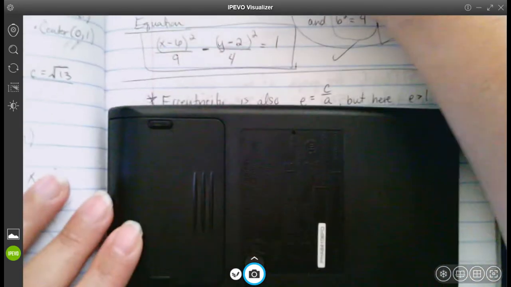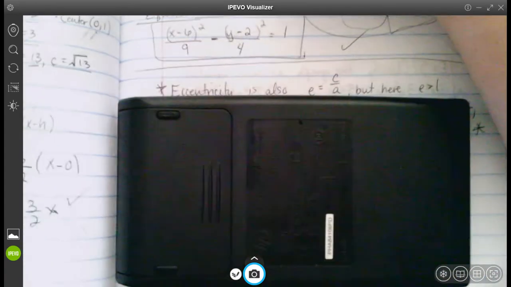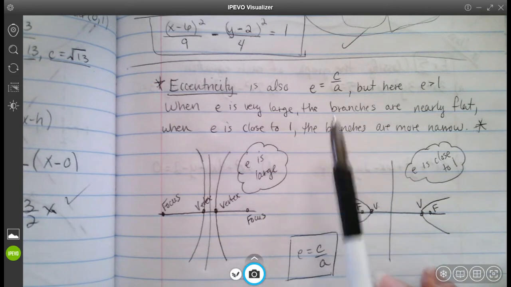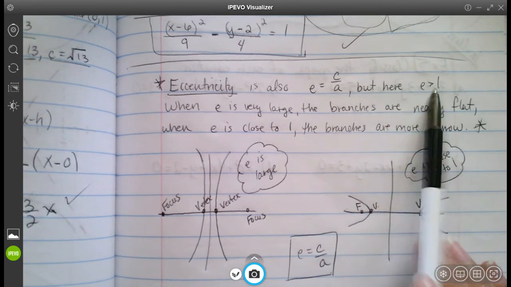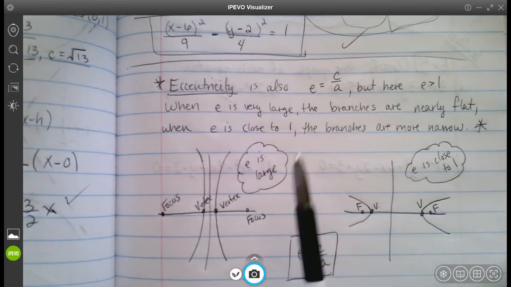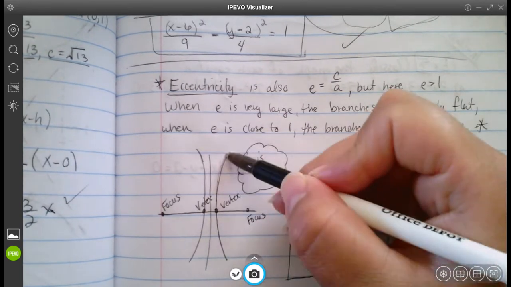Finally, we're almost done. We have eccentricity. This one also has eccentricity, just like the ellipse had it, where that one determined ovalness. This one determines how flat or not flat the hyperbola is going to be. It's still measured as e equals c over a, but this time e can be very, very large. Basically, anything greater than 1 is considered large. So when e is large, the hyperbola is almost like a flat line, and we call these the branches.